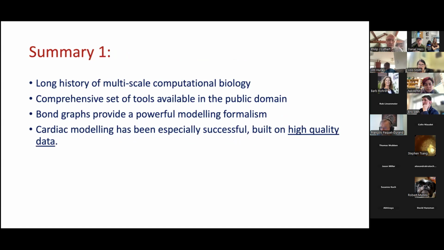So for this bit, I've gone quickly through bits around multi-scale computational biology, talked about some of the tools, talked about bond graphs, and mentioned cardiac modeling has been successfully built on data.